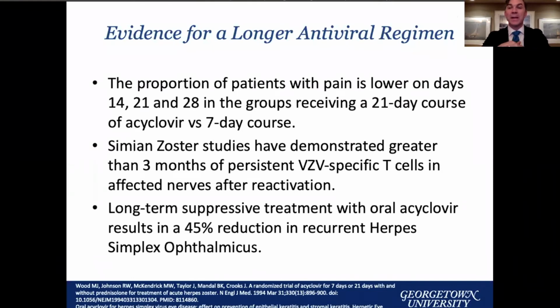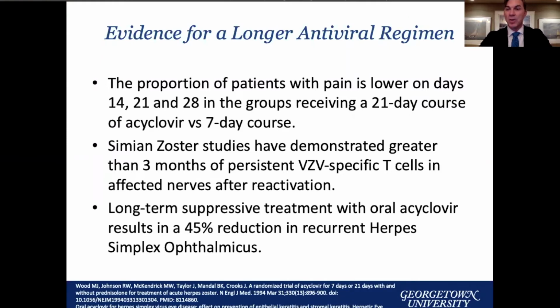Is there evidence for a longer antiviral regimen? Well, there are a couple of good studies showing that a longer duration of antivirals given for herpes zoster actually leads to less pain at specific time points after the onset of the condition. In this study in the New England Journal in 2000, they randomized patients to either a 7-day or 21-day course of antivirals, and the people getting a longer course of antivirals had less pain at the 14, 21, and 28-day time points.